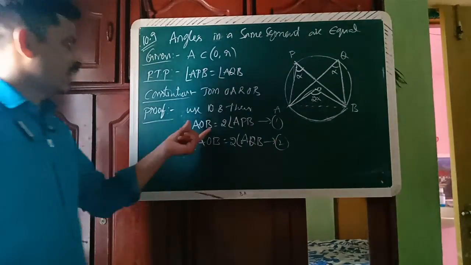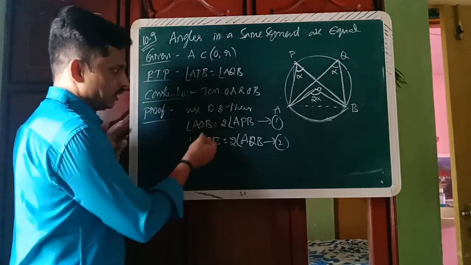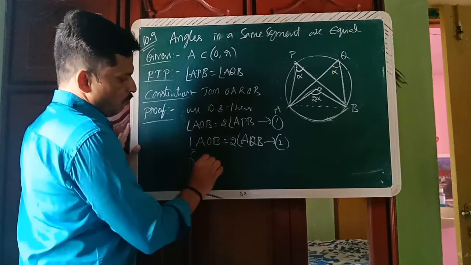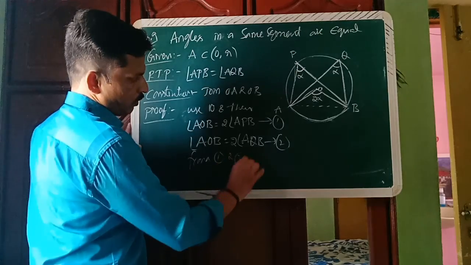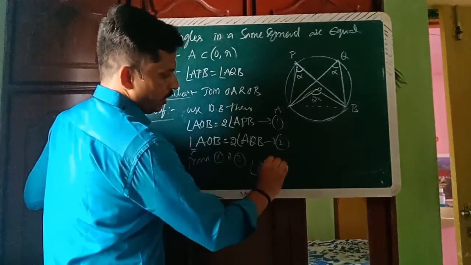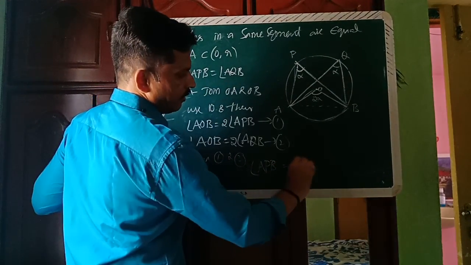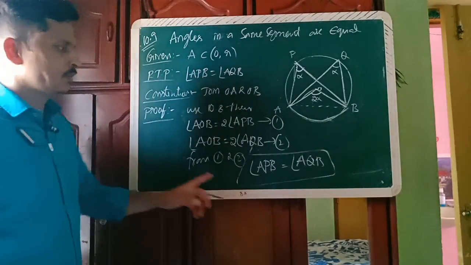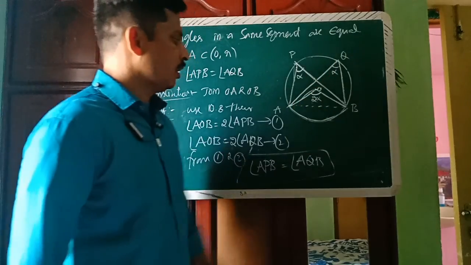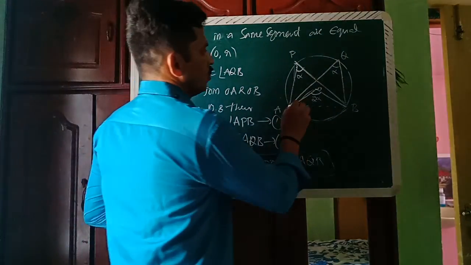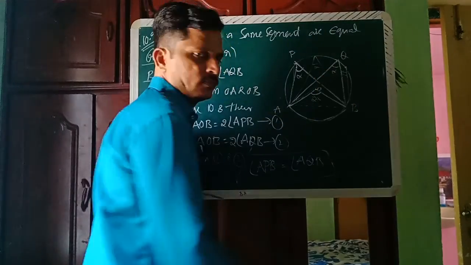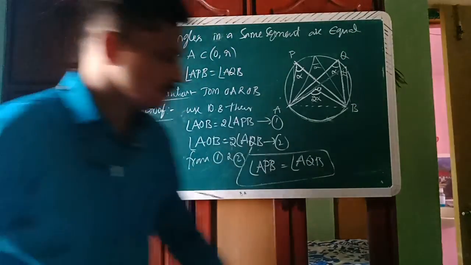From 1 and 2, the LHS of both are equal, so the 2 gets cancelled. From 1 and 2, angle APB is equal to angle AQB. So angles in the same segment are equal. Not only this one, if you take many more, you get the same angle, alpha, alpha, alpha. Okay. Next one.